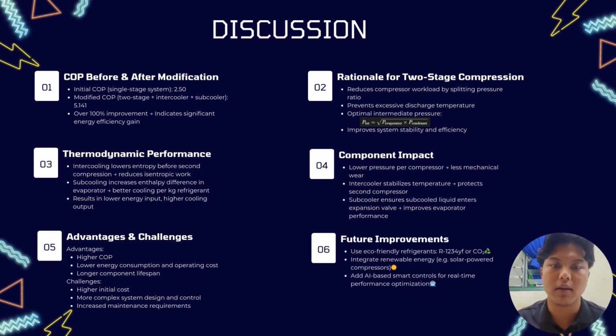Third, the implementation of an AI-based smart control system. This system can monitor real-time cooling demand and automatically adjust compressor performance to optimize energy use. This will make the system even more responsive, efficient, and cost-effective.